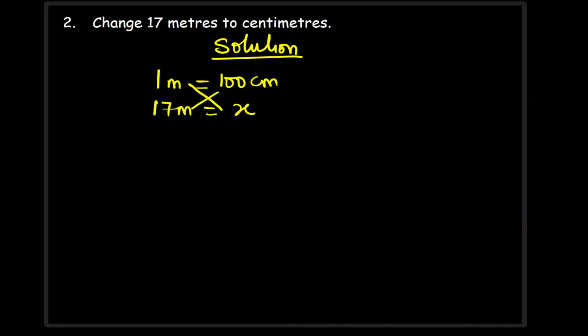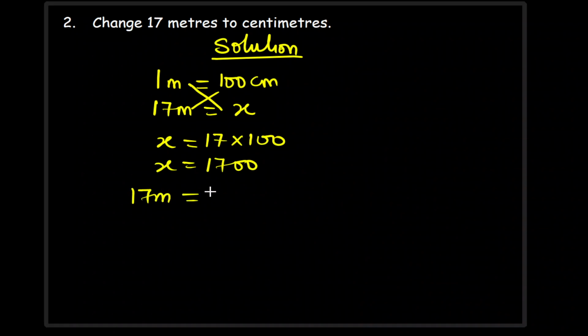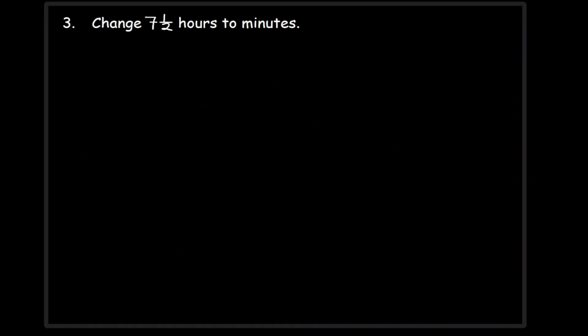So 1 times x, and we cross multiply. 1 times x gives us x equal to 17 times 100, so x is equal to 1700. That means 17 meters is equal to 1700 centimeters. Okay, we move to number three.